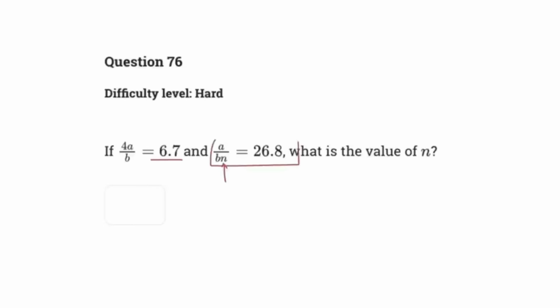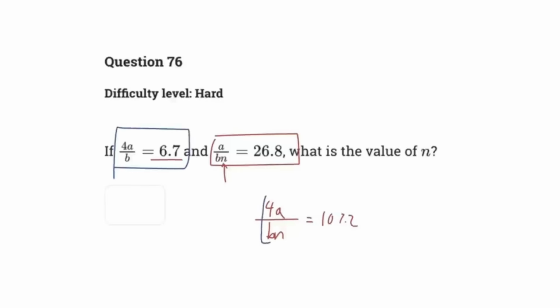So if we were to scale up this entire equation by 4, we'd have 4a over bn, and then we would have to multiply 26.8 by 4, which gives us a value of 107.2. All right, so now it's just time to simplify, right? So what value of n would make this true? Well, because we don't actually know what the value of a or b is, we have to infer that based on our given information. We know 4a over b is 6.7, and we have 4a over b in our equation. So this simplifies to just 6.7 over n.